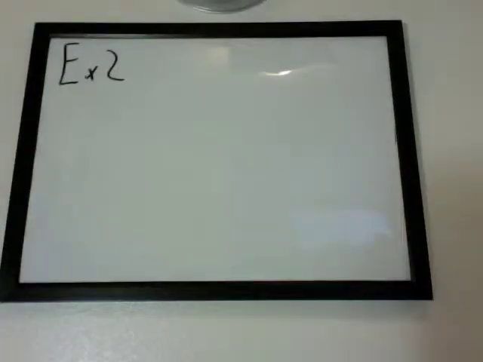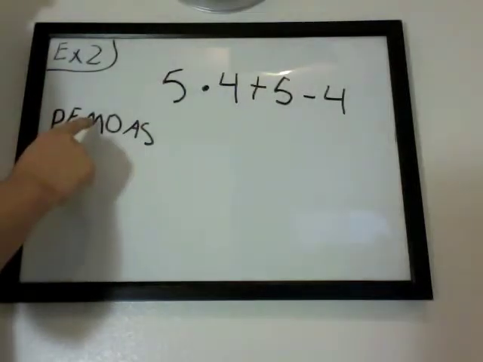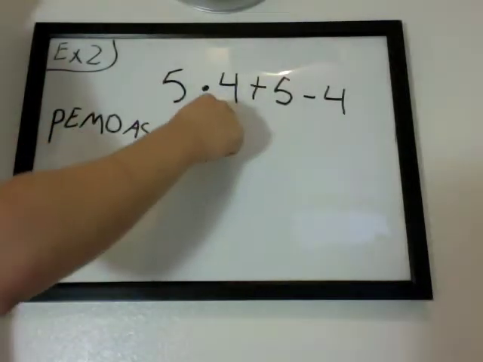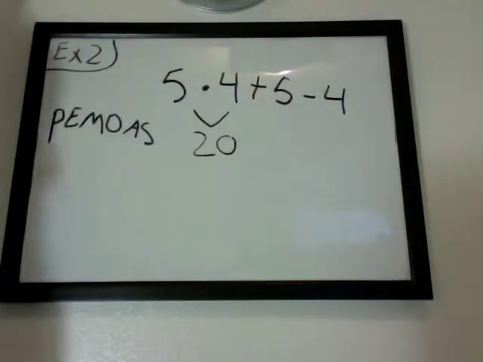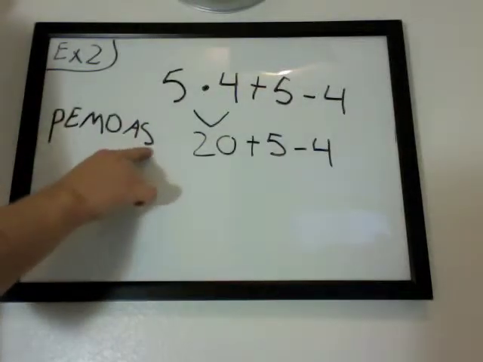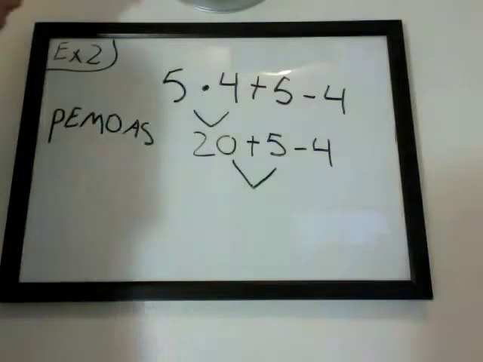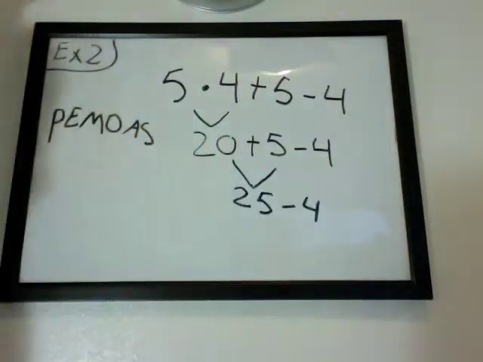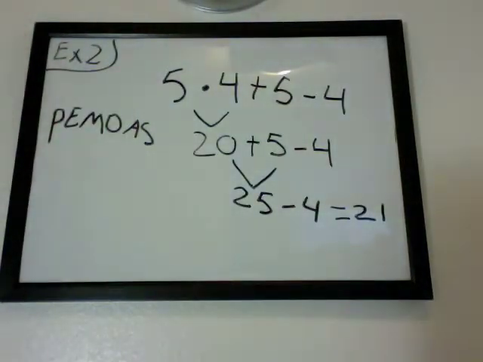Number 2. Let's look for any parentheses. We don't have any. Exponents, don't have any. Multiplication, we have 5 times 4. Let's do that one first. Okay, 5 times 4 is 20. Then bring down your addition and your subtraction. Now we look at the addition and subtraction. Now whatever comes first, left to right, you do first. So you have 25. You bring down your subtraction. Then you do your subtraction. And your answer is 21.